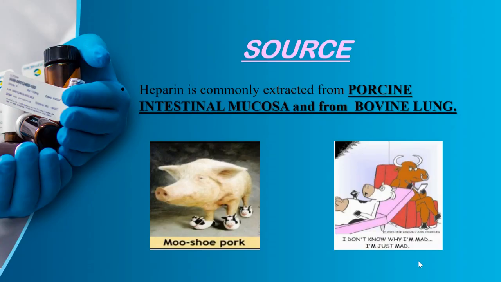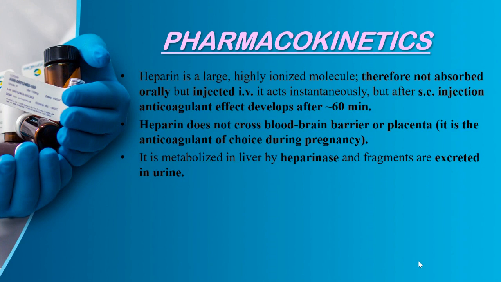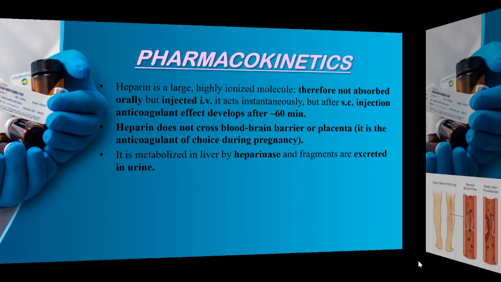Now, what are the sources of heparin? Heparin is commonly extracted from porcine intestinal mucosa and from bovine lung. Pharmacokinetics. Heparin is a large, highly ionized molecule, therefore it is not absorbed orally but is injected intravenously. It acts instantaneously, but after subcutaneous injection, the anticoagulant effect develops after 60 minutes. Heparin does not cross the blood-brain barrier or the placenta, so it is a drug of choice during pregnancy. It is metabolized in the liver by heparinase and its fragments are excreted in urine.